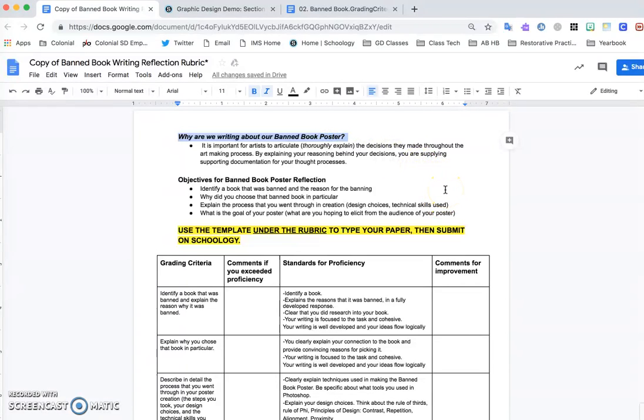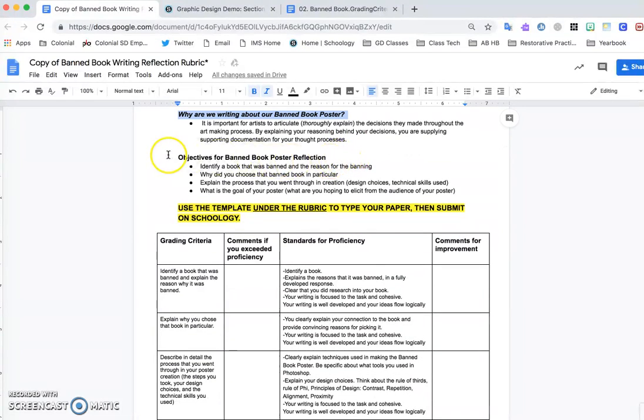So it's important to know, why are we writing about our banned book poster? It's important for artists to articulate and thoroughly explain the decisions that they made throughout the art making process. By explaining your reasoning behind your decisions, you are supplying supporting documentation for your thought processes. This is really, really important both as an artist and as a person, to be able to explain why you made the decisions that you made.